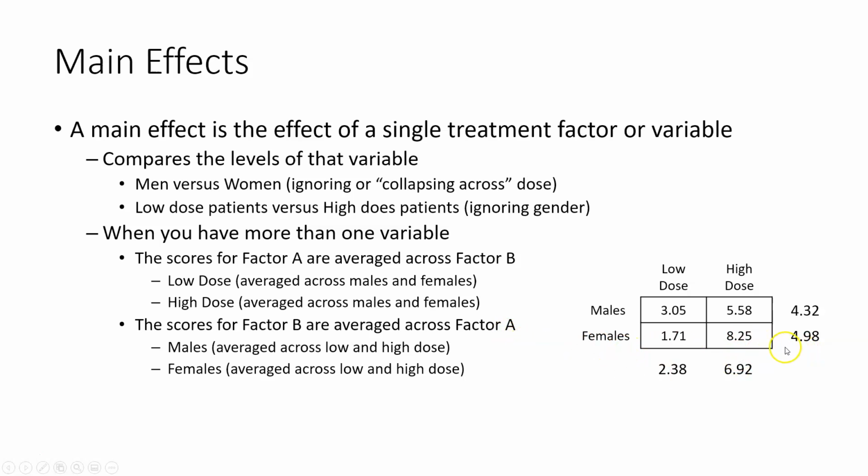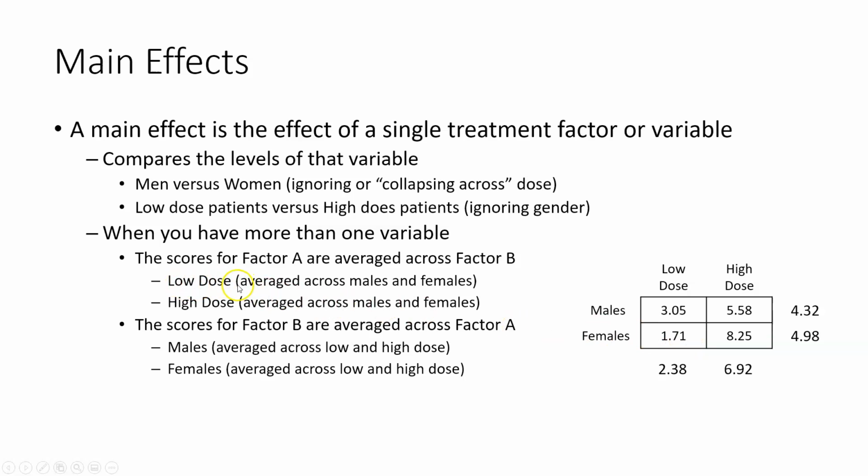If we didn't have one, then we would have to say that there is no significant main effect of gender. So when you have more than one variable, the scores for factor A are averaged across factor B. Factor A, remember, was dosage, and we average across factor B. In other words, we just take all 20 people who took the low dose, and we ignore whether they were males or females, and we just compute the average for all 20 of those people.